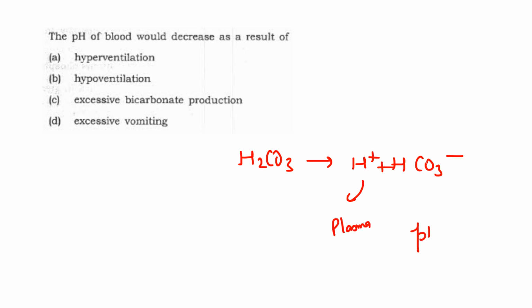Okay, so when we are hyperventilating, there will be an accumulation or buildup of carbon dioxide in our body. Then this carbon dioxide will react with the water inside the RBC in the presence of the enzyme carbonic anhydrase, and it will produce carbonic acid. Now this carbonic acid will break down into hydrogen ion and bicarbonate ion. Okay, so this hydrogen ion will release into the plasma and cause a decrease in pH. So for this question, the correct answer is option B, that is hypoventilation.